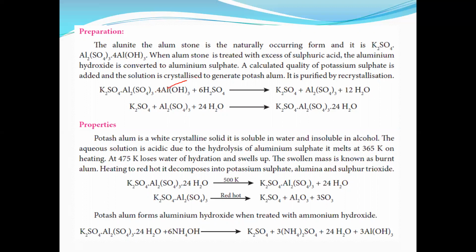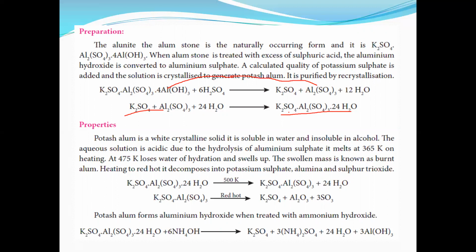So the aluminum hydroxide is converted into aluminum sulfate. In the next step, we need to add the calculated quantity of potassium sulfate. We are adding the potassium sulfate, and the solution is crystallized. From that we are getting the potash alum.